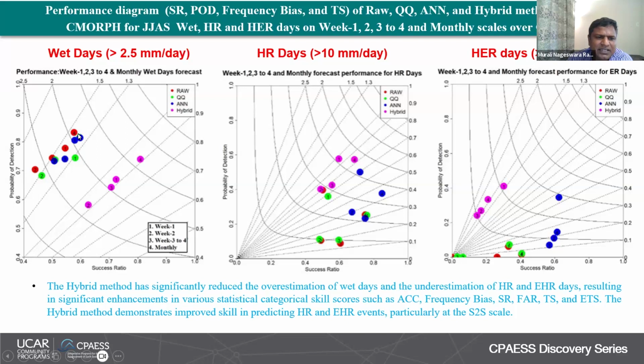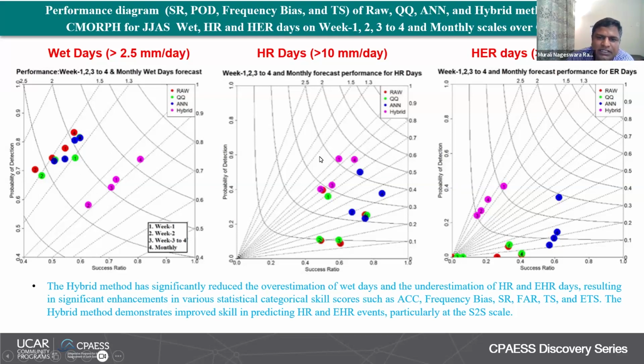The monthly case has the highest skill, because when the forecast length increases, the skill increases. After that, the skill is more for week 1, then week 3 to 4, and week 2 is low. You can see a lot of underestimation and overestimation in the wet days. All the calibration methods improve it and reduce the overestimation, but a large overestimation can still be observed for the NN and QQ methods. The hybrid method improves a lot, with slight underestimation, but more than 90% of the events are predicted exactly.